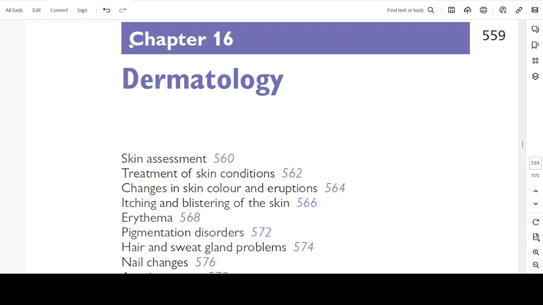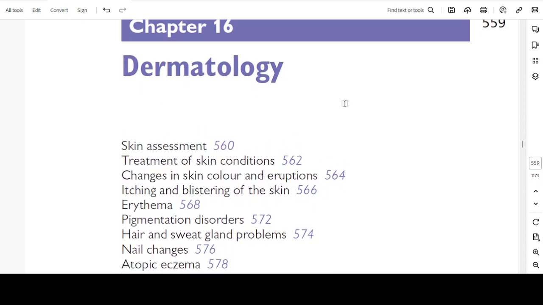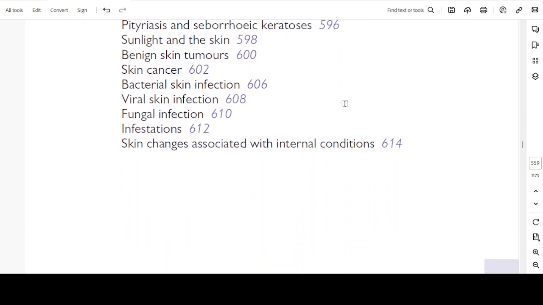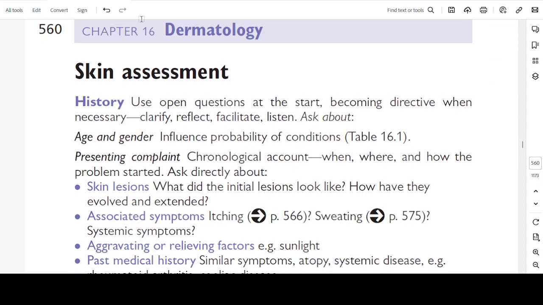Now on, I'll be doing chapter-wise videos. So we are here at chapter 16, that is dermatology. So let's start reading. It's at page number 559. Page number 560, Skin Assessment. History. Use open questions at the start and become directive when necessary. Clarify, reflect, facilitate, and listen.